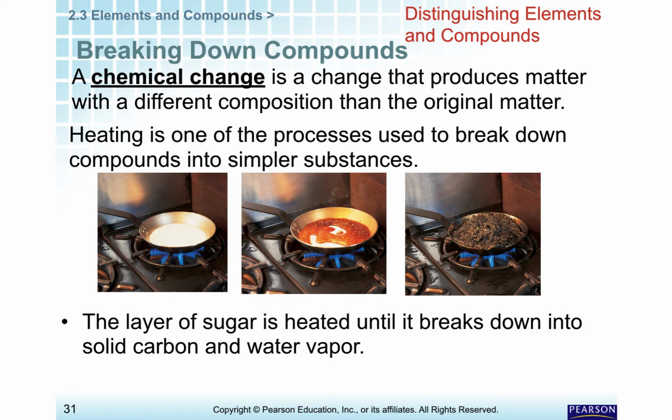A chemical change is a change that produces matter with different composition than the original matter. Heating is one of the processes used to break down compounds into simpler substances. On the left, we have a pan of sugar. As you heat, the sugar starts to turn color. It turns brown, and eventually it will turn black. And it's basically going from sugar to burnt marshmallow in 3 steps. The layer of sugar is heated till it breaks down into solid carbon, that's the black stuff, and water vapor.